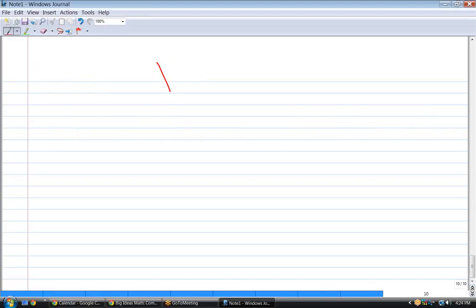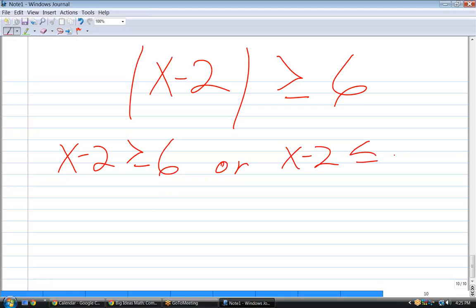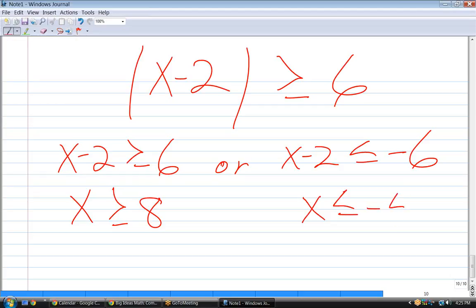So if I had x minus 2 is greater than or equal to 6, what does that mean? It means x minus 2 is greater than or equal to 6, or x minus 2 is less than or equal to negative 6. Then I just solve each inequality separately. In other words, this one means x is greater than or equal to 8, and this one means x is less than or equal to minus 4. So that would be your solution.